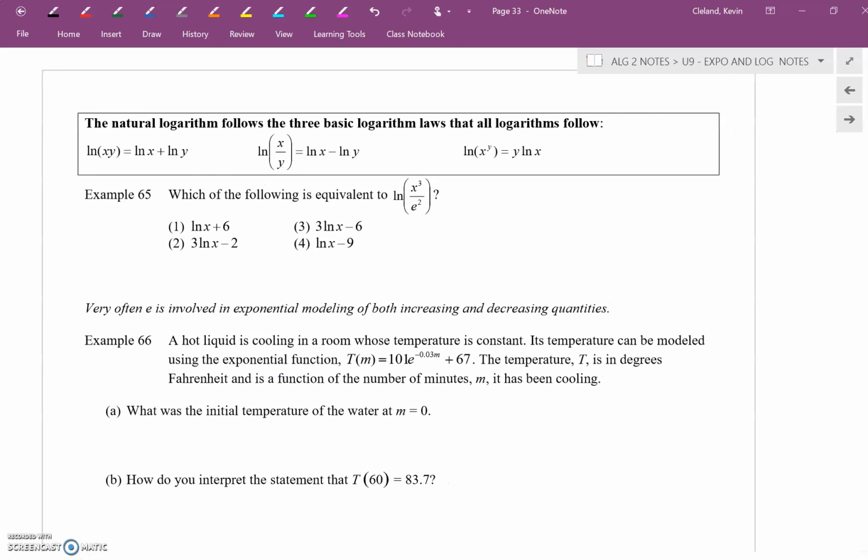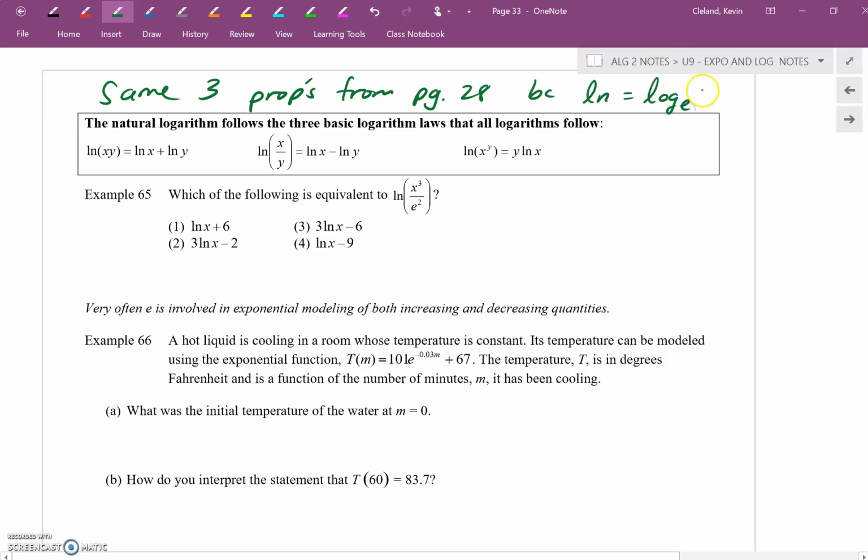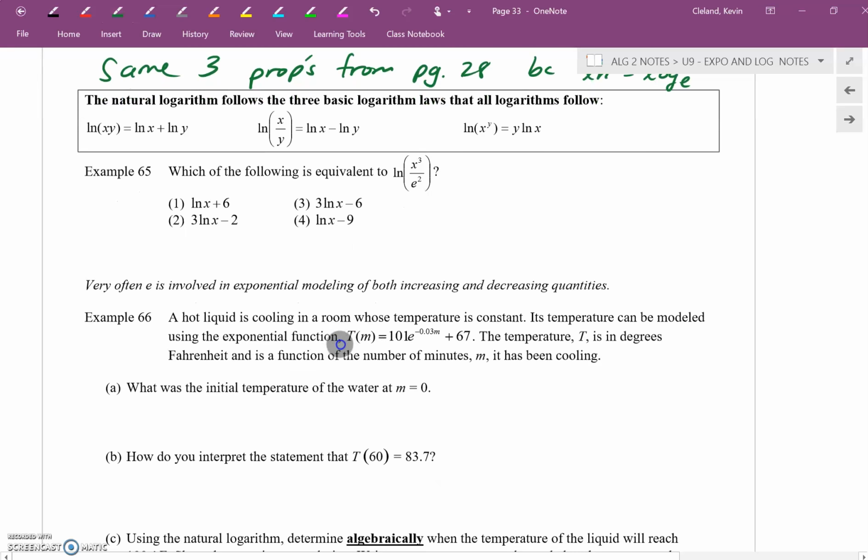Okay, these are properties that we've already seen. I believe, yep, it's on page 28. These are the same three properties from page 28 that govern all logs, because natural log is a log, it's just a special log. Natural log equals log base e. I don't need the of x for this, right? But that's the idea there. So all these could be rewritten as the log base e of x times y equals log base e of x plus log base e of y, and so on. But I'm just going to continue.